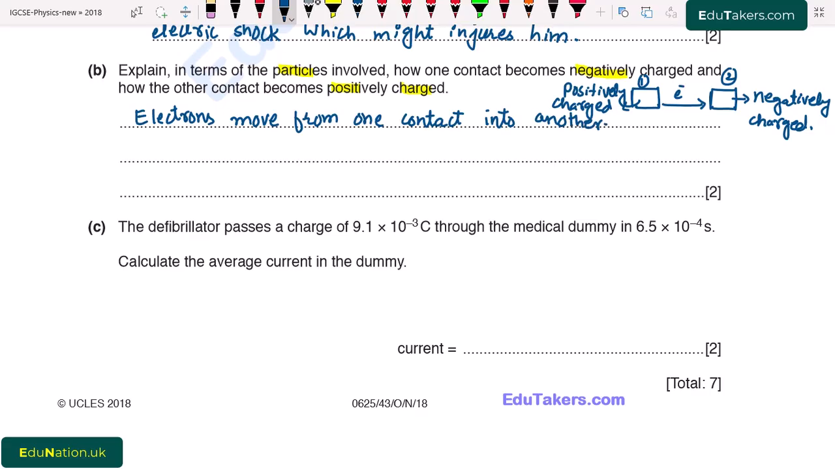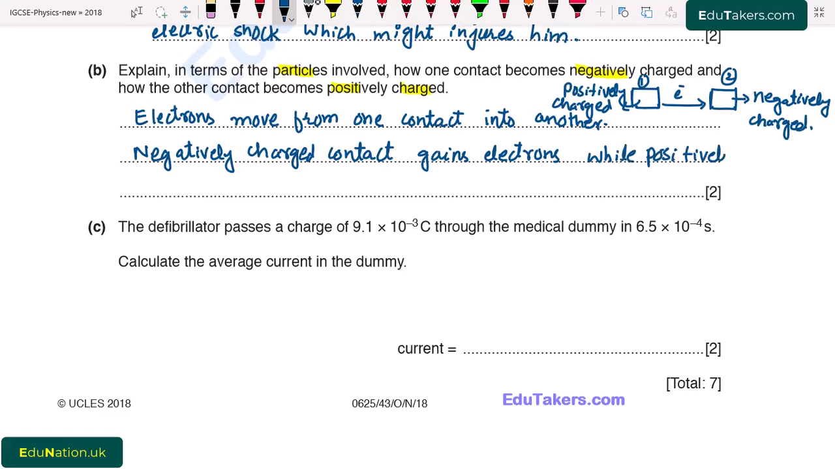And negative contact gains electrons, while positively charged contact loses electrons.